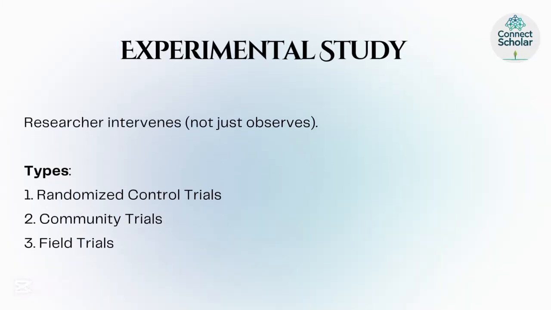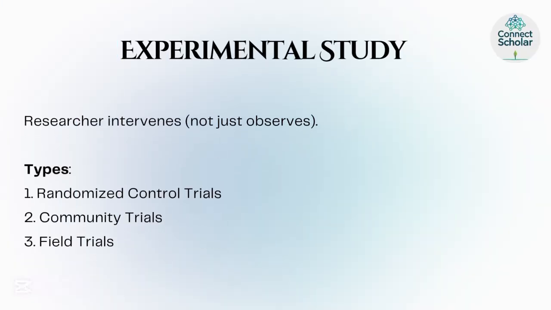Next is experimental study. In this kind of study, the researcher intervenes and not just observes. The term intervenes indicates that you provide a new therapy or a new drug or a new vaccine to half of your participants. The types of experimental study are randomized controlled trials, community trials, and field trials.